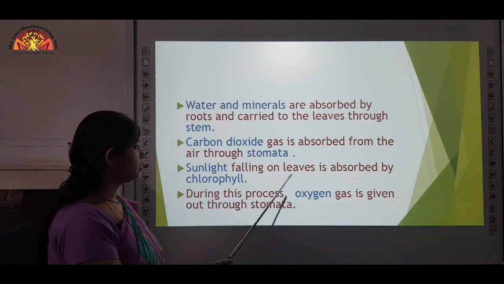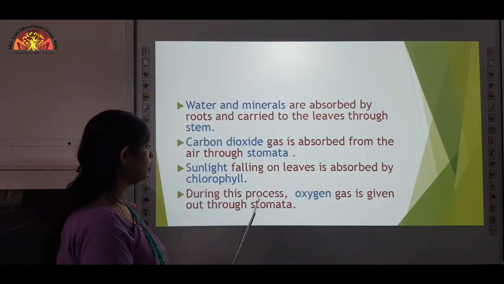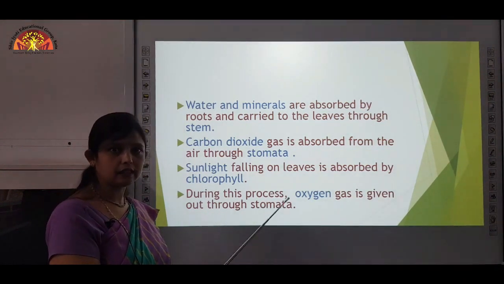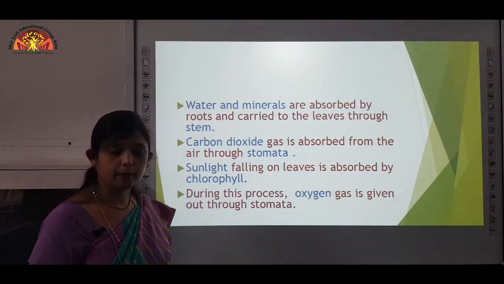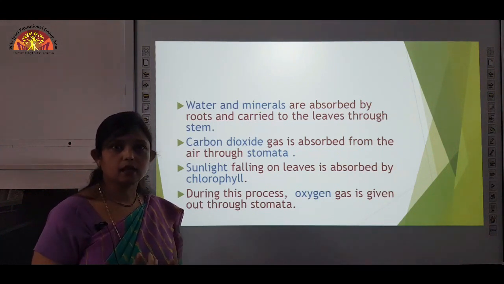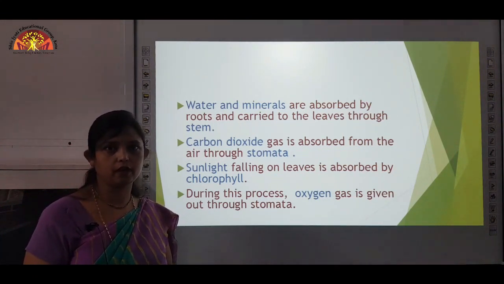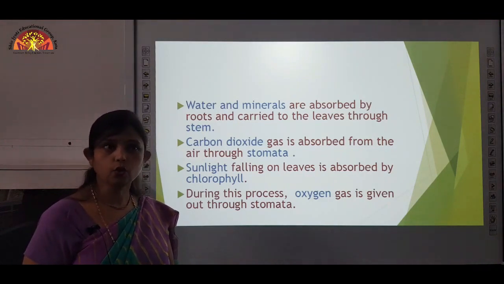During this process, oxygen gas is given out through stomata. This is a very important and very interesting thing to know, that in this complete process the plants give out oxygen, and this oxygen is very essential for us as we need oxygen to breathe.